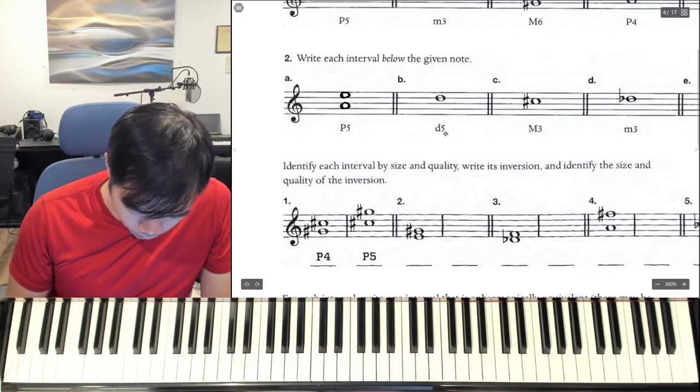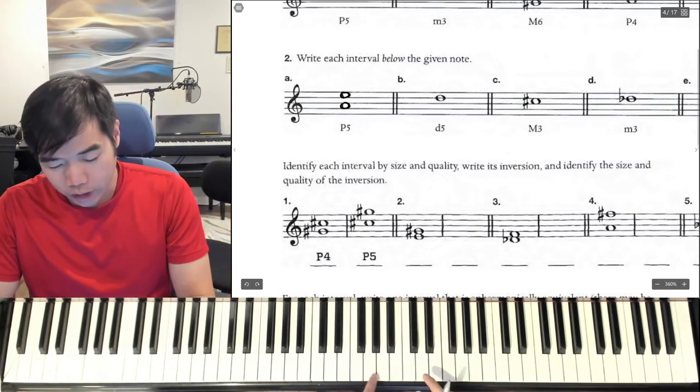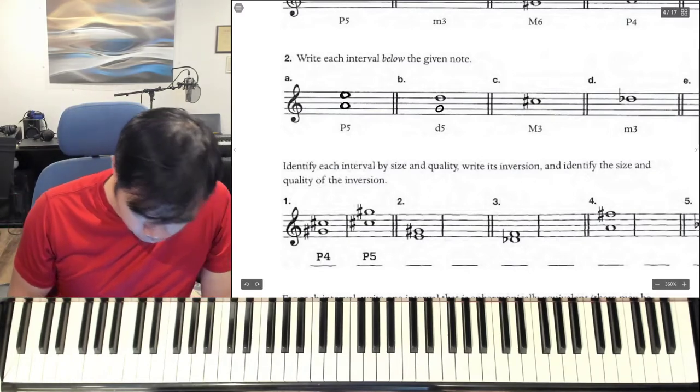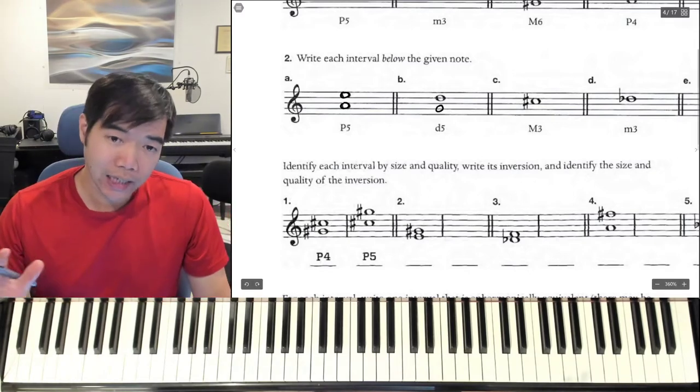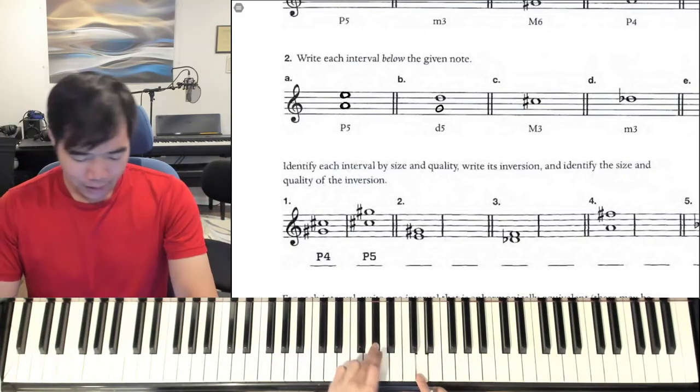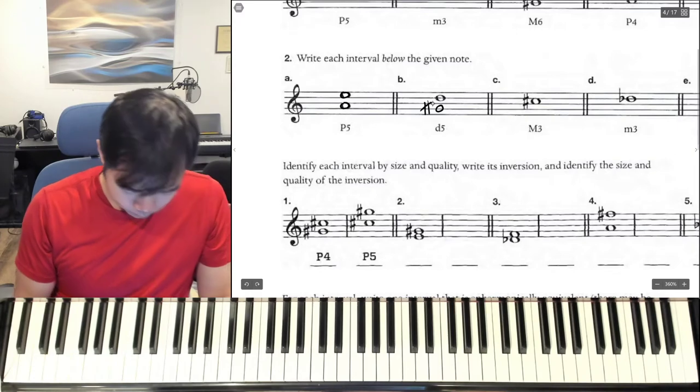Next example, they're asking for a diminished fifth. Okay, a fifth below D is going to be 1, 2, 3, 4, 5, G. So I'm going to draw a G here. Diminished fifth has 6 half steps. We count, 1, 2, 3, 4, 5, 6. That needs to be a G sharp.